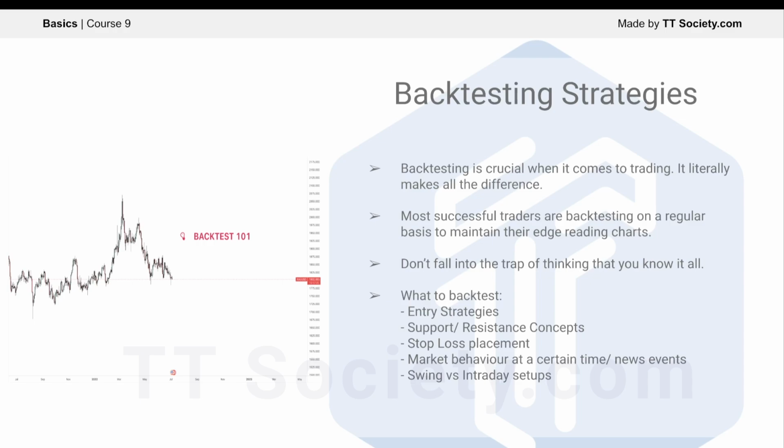What can we actually backtest? We can backtest entry strategies. We're going to cover some simple concepts for today: support and resistance, stop loss placement, market behavior at a certain time when there are news events coming out, and swing versus intraday setups. So something that you can take during a single day or something that takes a little bit longer, let's say 3 to 5 days or maybe even 2 weeks.